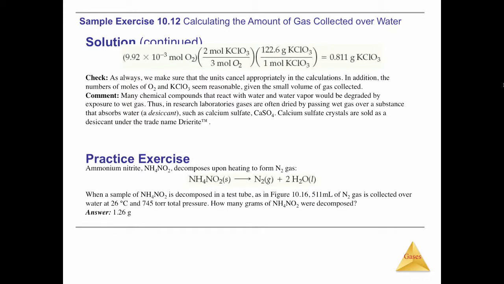Practice exercise. Ammonium nitrate, NH4NO2, decomposes upon heating to form nitrogen gas. When a sample of this compound is decomposed in a test tube, as in figure 10.16, 511 milliliters of nitrogen gas is collected over water at 26 degrees Celsius and 745 torr total pressure. How many grams of NH4NO2, ammonium nitrate, were decomposed?